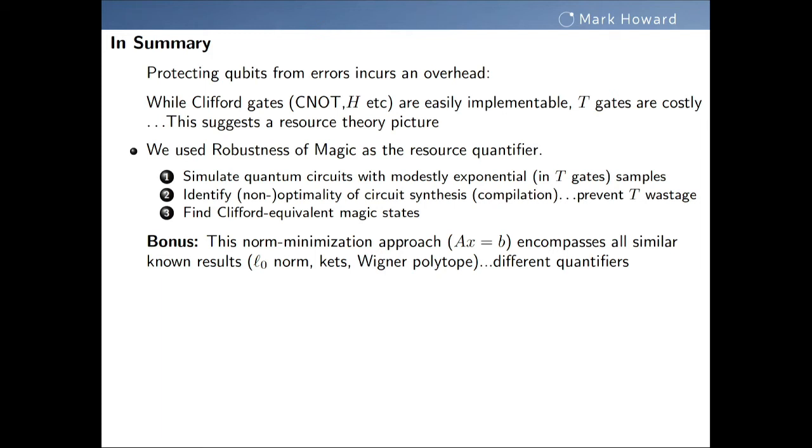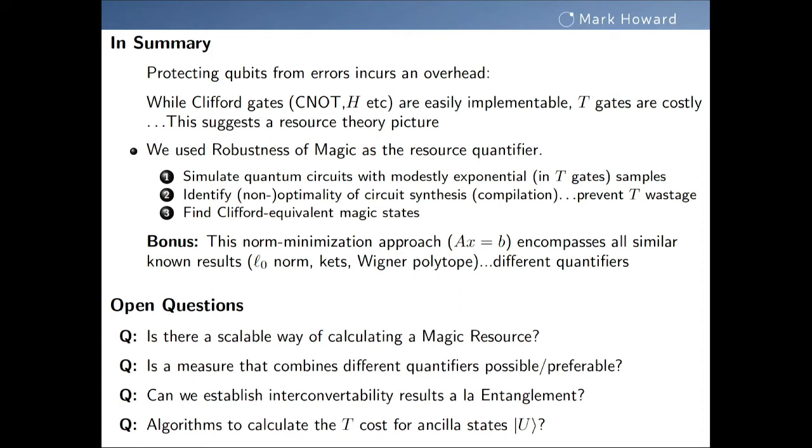So a few open questions. I said we ran into this super exponential roadblock in scaling up our calculations. So is there some scalable way of calculating a magic resource? I think that would be really useful. I'm not sure how you go about that just yet.